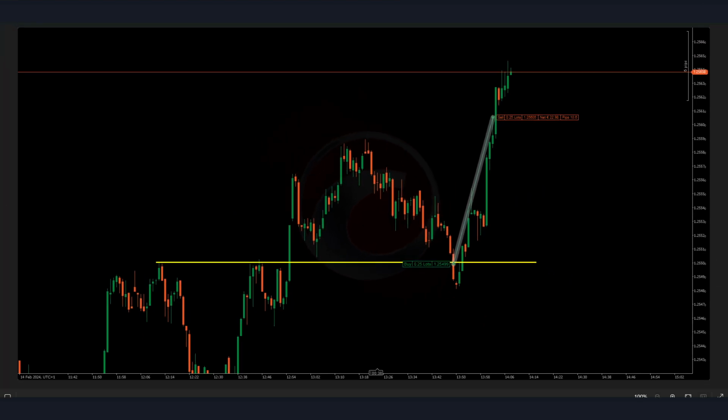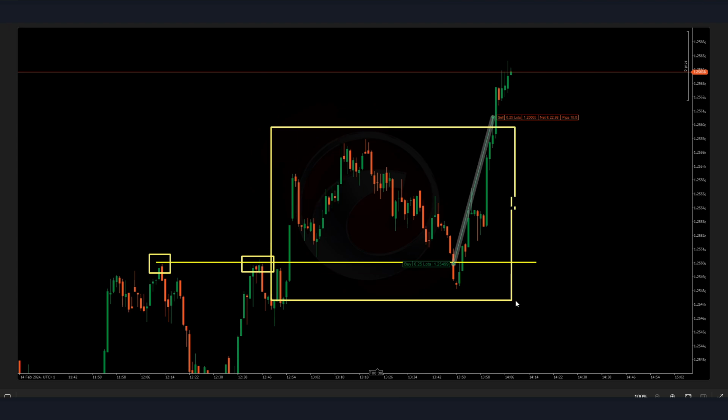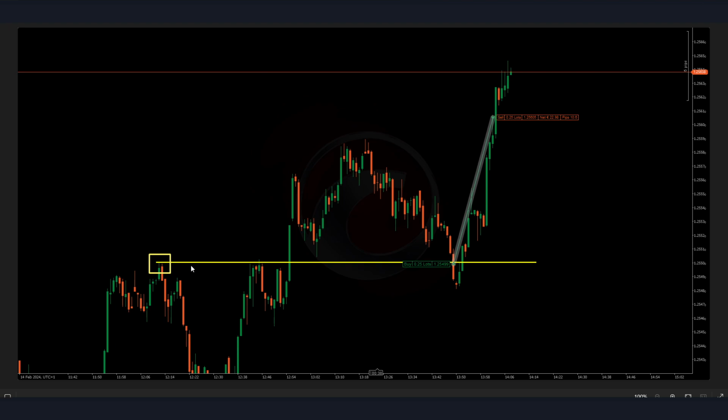GBPUSD, another trade, same idea. Look at this area. This is the same trade. Wow, and okay, I left it. Okay, now I get it. It's the same trade idea that we were looking at before. I had my buy limit over there and I kept it.